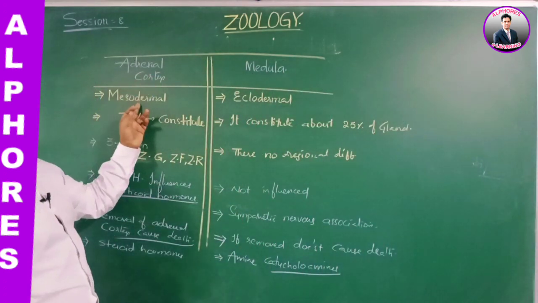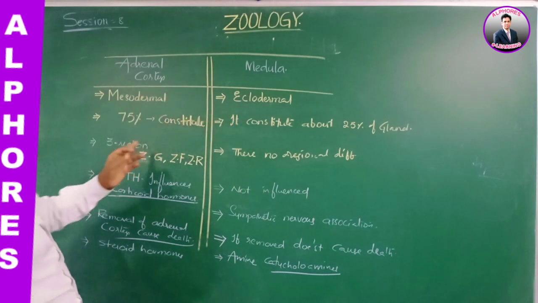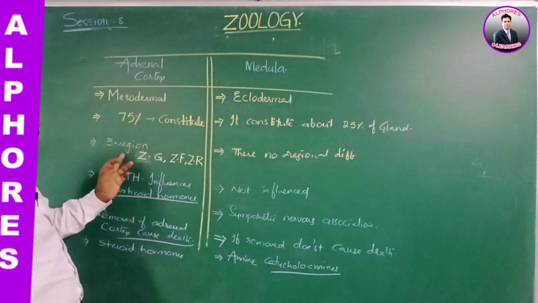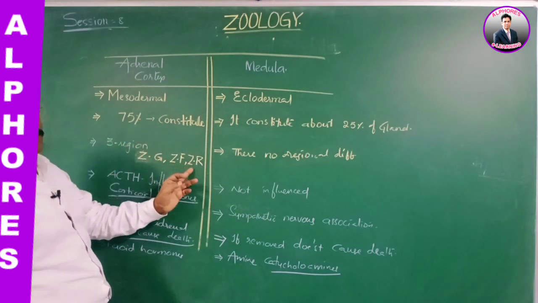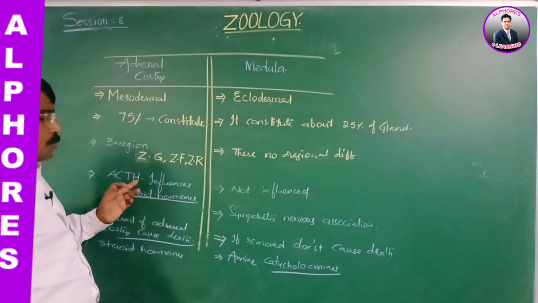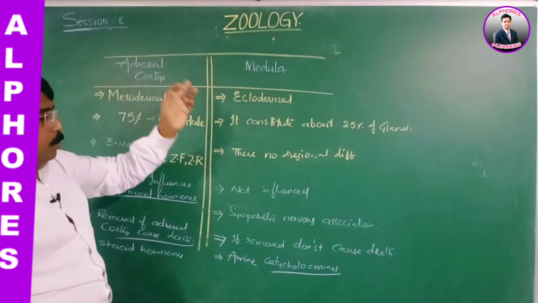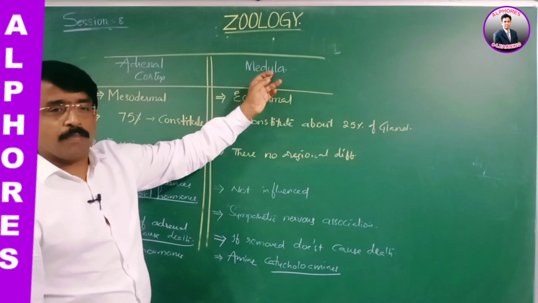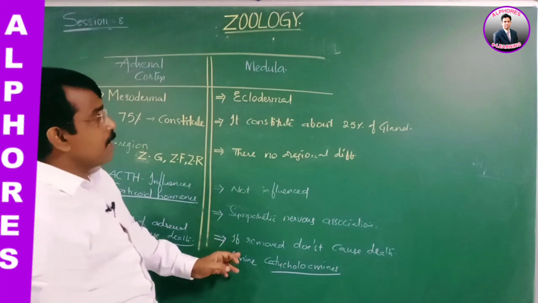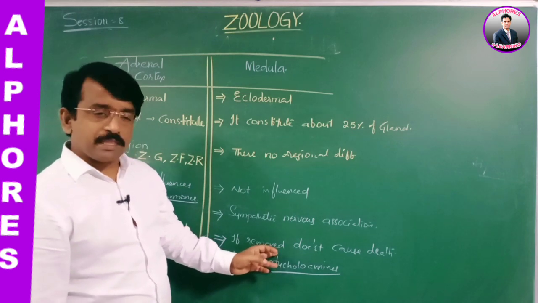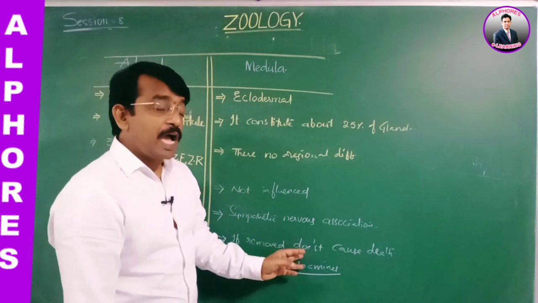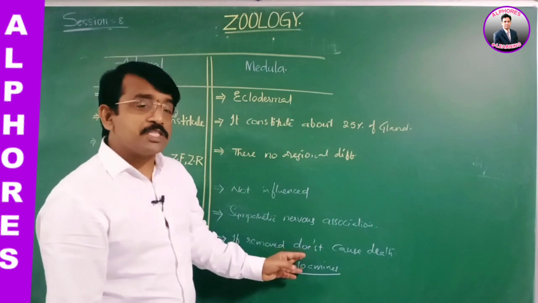To summarize: the adrenal cortex is mesodermal in origin, the adrenal medulla ectodermal in origin. The cortex constitutes about 75% of the gland and the medulla about 25%. The cortex has three regions, zona glomerulosa, zona fasciculata, zona reticularis, whereas the medulla has no regional differentiation. Adrenocorticotropic hormone influences the adrenal cortex, whereas no other hormones influence the medulla. Removal of the cortex results in death, but removal of the medulla does not. Medullary hormones are essential, but not as essential as the cortex.